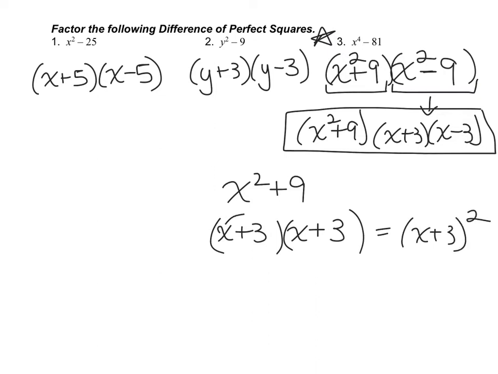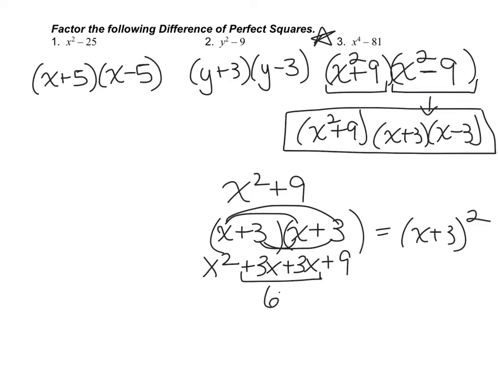Think through FOIL again. Multiply my first terms, I get x squared. Multiply my outers, I get 3x. Multiply my inners, I get 3x. Multiply my last terms, I get 9. What happens here is I get a 6x in the middle. So my middle term won't cancel out if my signs are the same.